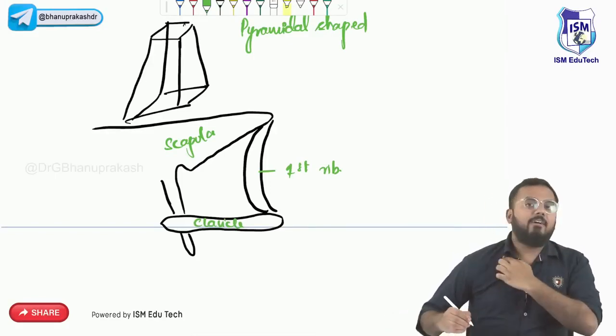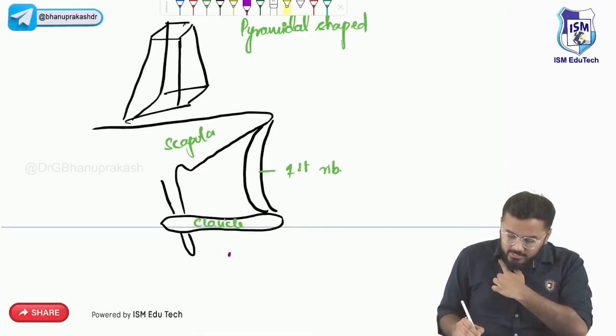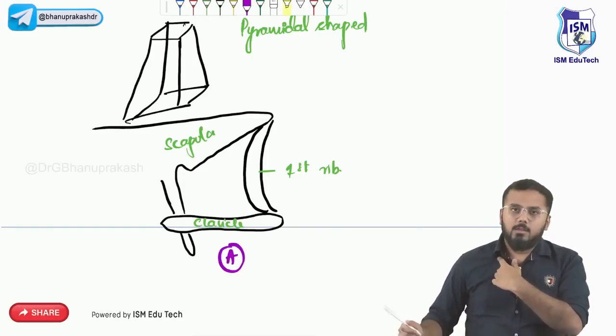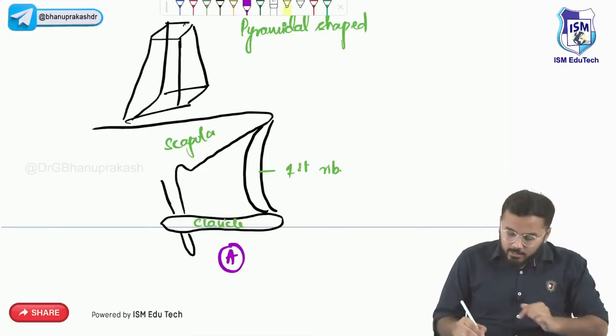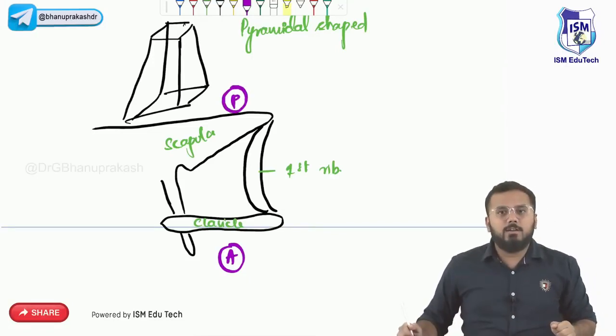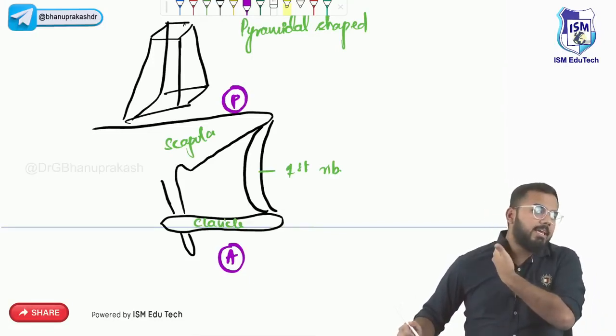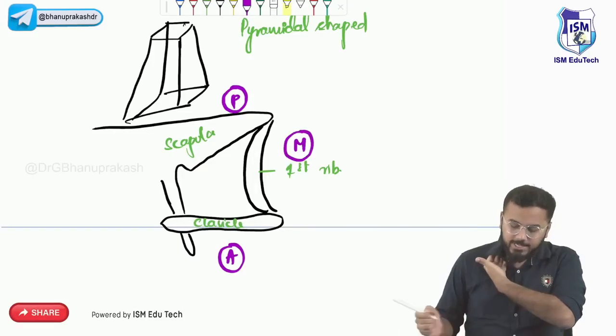Right? So, clavicle is anterior. So, obviously, this is the anterior side. Where is scapula? Posterior. So, obviously, this will be the posterior side. And where is my first rib? Medially. Right? So, this will be the medial side.